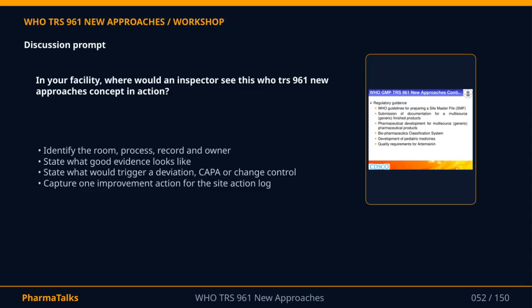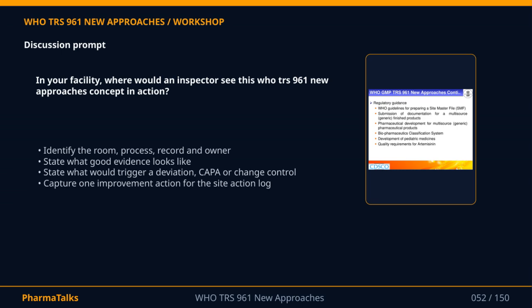On this slide, we focus on the practical application of the WHO TRS 961 new approaches within your facility. Think about where an inspector might actually observe these concepts in action. This involves identifying a specific room or area, the process being followed, the relevant records, and the person responsible.